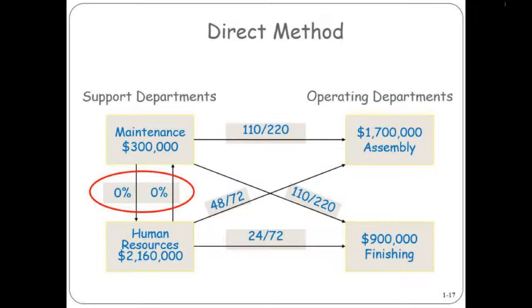Each of the two operating departments had 110,000 square feet for a total of 220,000 square feet. So they each get half of the maintenance, right? They each get 1/2 of the maintenance because they each have the same number of square feet. HR, which is driven by headcount, assembly has 48 people, and finishing has 24. So assembly will get 2/3 of the HR costs, and finishing will get 1/3 of the HR costs. And those costs are $2.16 million.